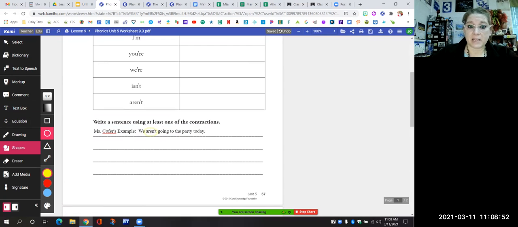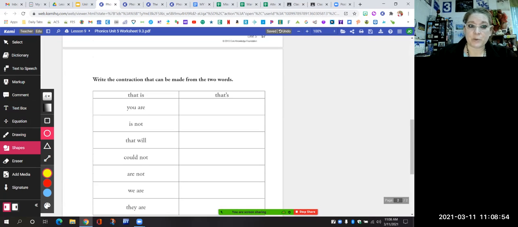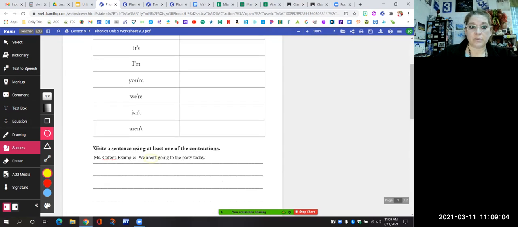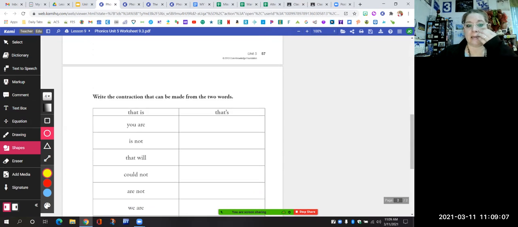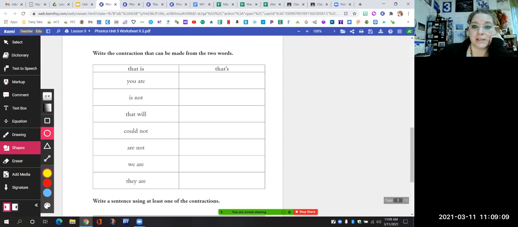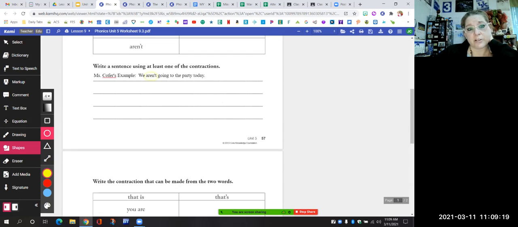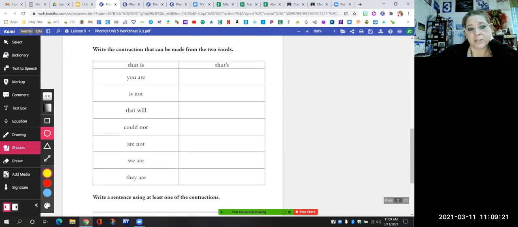Okay, but look, this page has 2 pages. You have another set of contractions, except this time it's backwards. This time you have the two words and you're going to tell me the contraction. And guys, if you look up here, some of these might be the same. Make sure that you keep that apostrophe in there because that apostrophe has to be there. And then you're going to write another sentence using one of the contractions. And I want you to do the same thing. Circle it so that I know what contraction you used.